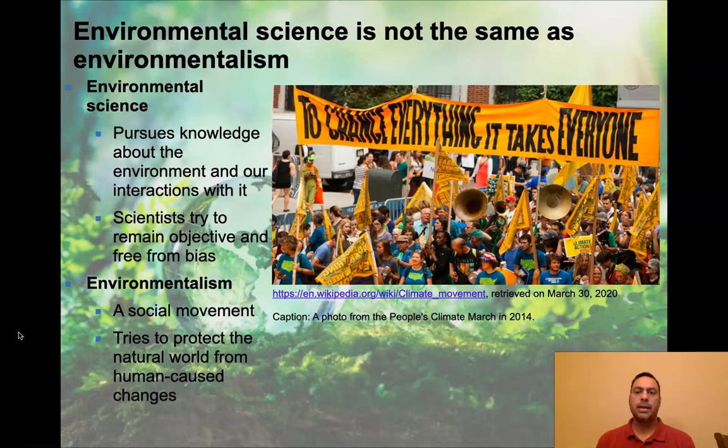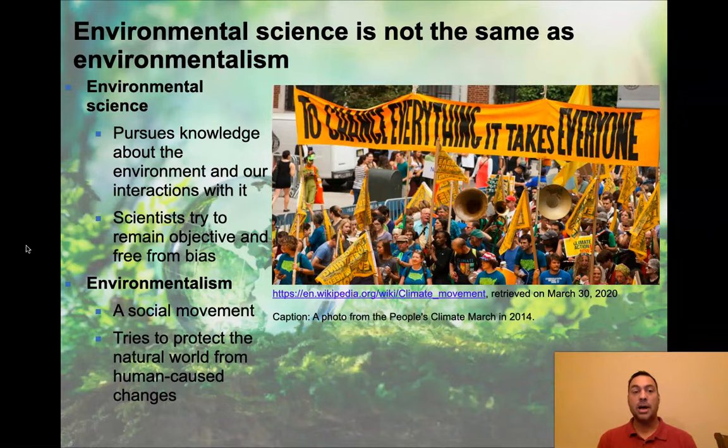Now, I want to make sure that as we go forward we understand that there's a difference between what environmental science is and what it isn't. And one of the things that it is constantly conflated with is environmentalism. So let's talk about what environmental science is. Environmental science pursues knowledge about the environment and our interactions with it. Scientists try to remain objective and free from bias. Okay, so whatever the data says, we need to work with it. We can't massage things. We can't change things. We need to work with what we have. This is a little different from other things that you might see going on in the world.